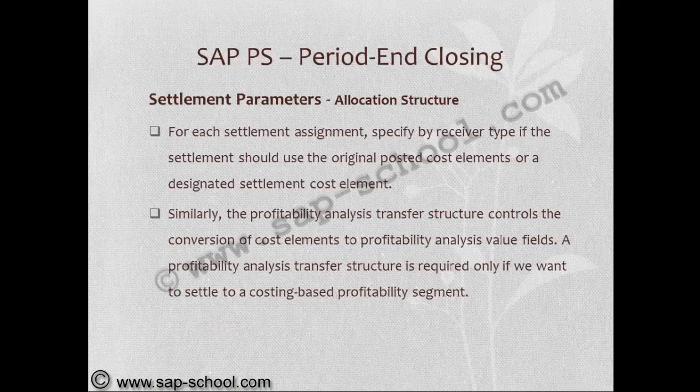link the cost element group to the allocation structure with a settlement assignment. For each settlement assignment, specify by receiver type if the settlement should use the original posted cost elements or a designated settlement cost element. Similarly, the profitability analysis transfer structure controls the conversion of cost elements to profitability analysis value fields. A profitability analysis transfer structure is required only if we want to settle a costing based profitability segment. Otherwise, we need not assign the profitability analysis transfer structure.